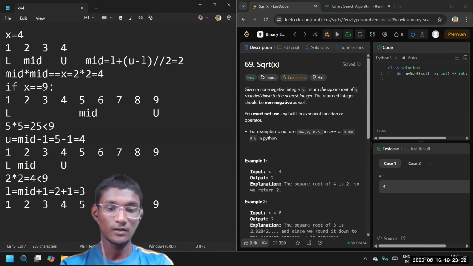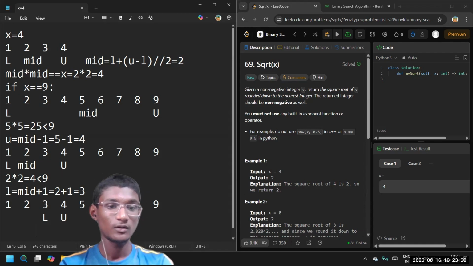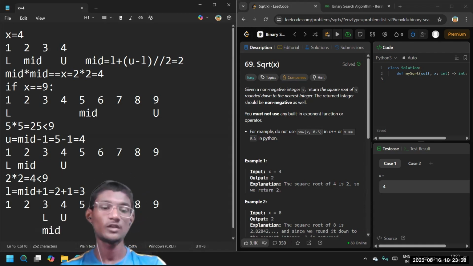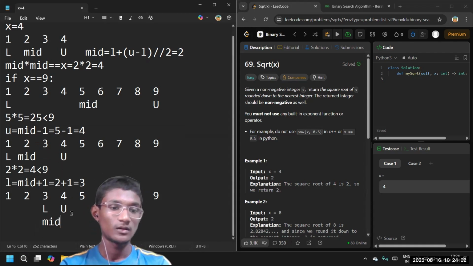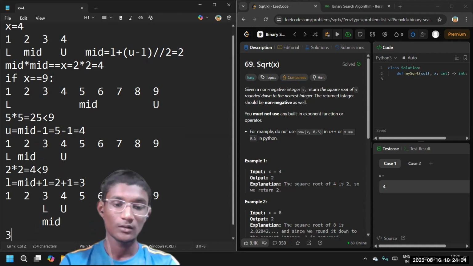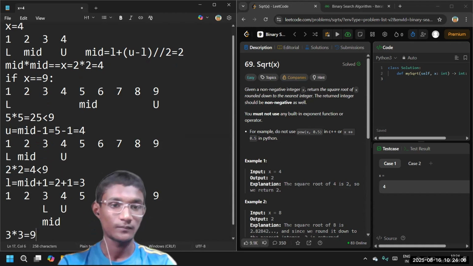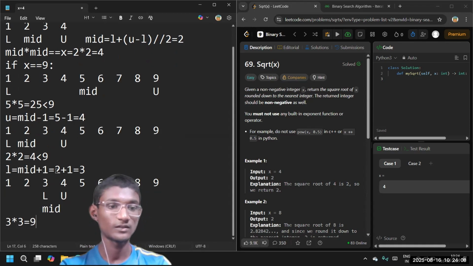That is L value 3 and upper value U is 4. Here the mid value is also 3 only, because 3 plus 4 by 2 is 3 only. So here we got 3 into 3 equal to 9. Isn't it, guys? 3 into 3 equal to 9. So got it. Now let's calculate the time complexity.